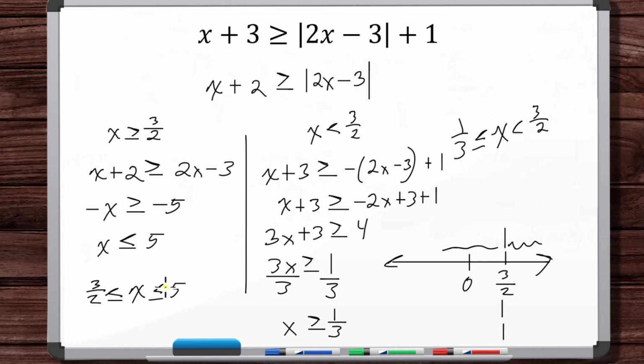All right, now we need to do an OR between these two. So x is less than or equal to 5. Looks like 5 is going to be the upper point, and the lower point is going to be 1/3 because 3/2 is a common point. So yeah, x is greater than or equal to 1/3. That is the solution.